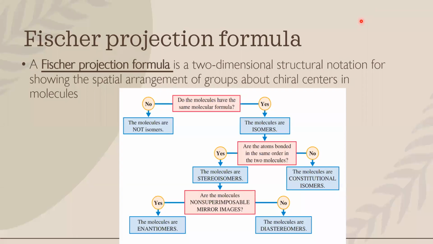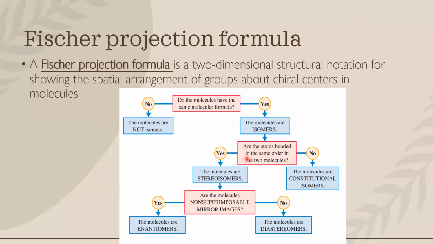Okay, so how could we identify if the molecules are enantiomers or diastereomers? So we have here the Fischer projection formula. What is this? This is a two-dimensional structural notation for showing the spatial arrangement of groups about a chiral center in molecules. So how could we identify? Number one question, do the molecules have the same molecular formula? If no, these are not isomers. If they don't have the same molecular formula, syempre, these are not called isomers. If yes, of course, these are isomers. Why? Because isomers are molecules which have the same molecular formula.